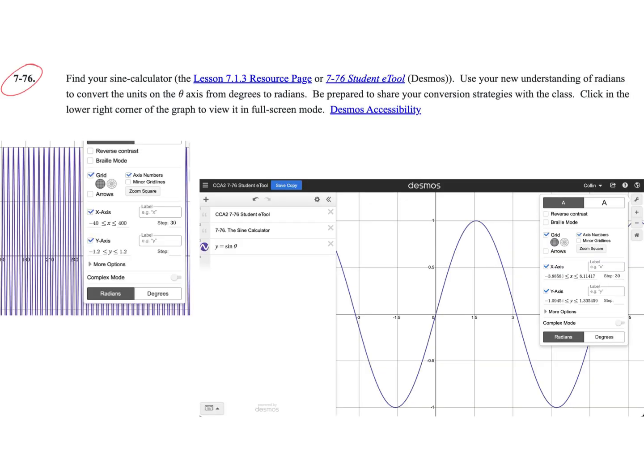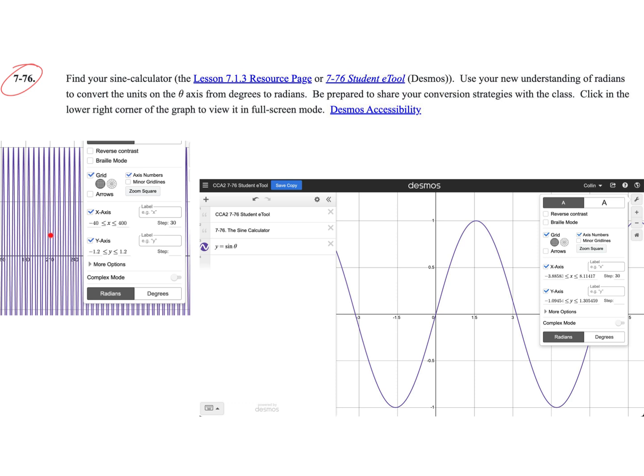Okay, last one. Problem number 76 says this. Find your sine calculator, the resource page. We've been using the e-tool, so I've got screenshots of that up here. Use your new understanding of radians to convert the units on the theta axis from degrees to radians. So right now, in the theta axis on the previous one, we had it going by 180, 210, 240. All these are degrees. If you open up the little gear and switch it from degrees to radians, your graph is going to pop up and show like this.